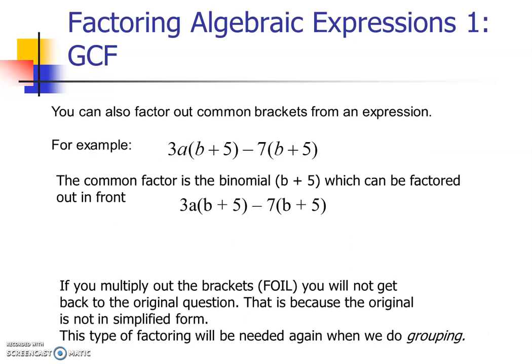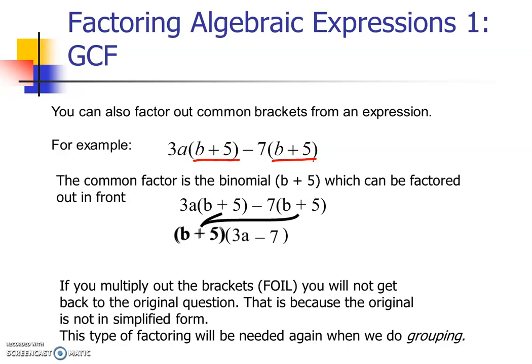So you can also end up factoring a more complicated expression where you're taking out more than just a number and a letter. You might be taking out a whole bracket. In this particular case, I've got a bracket b plus 5 and b plus 5. It's a common binomial factor. And the way we do this is to basically copy one copy of the bracket out in the front, and then all the leftovers are going to wind up in another bracket afterward.